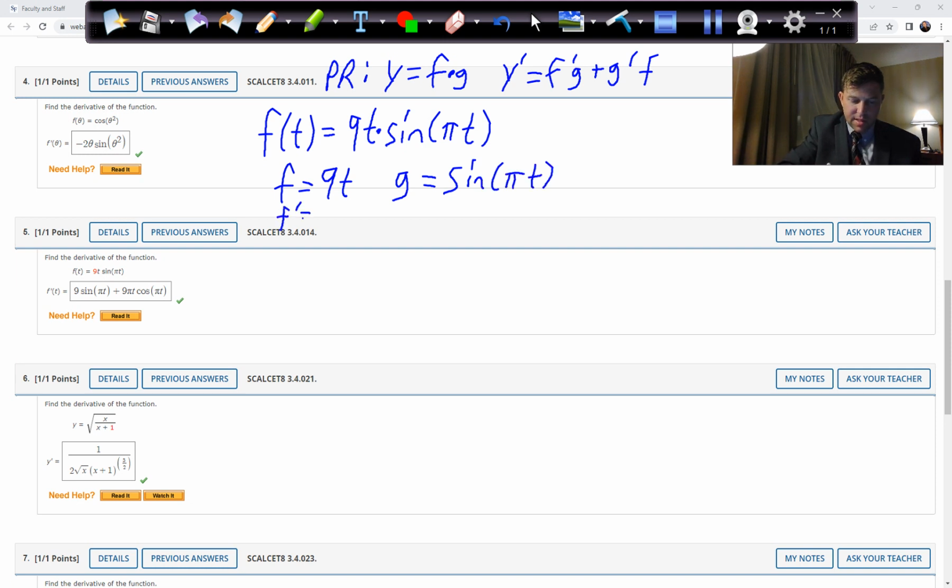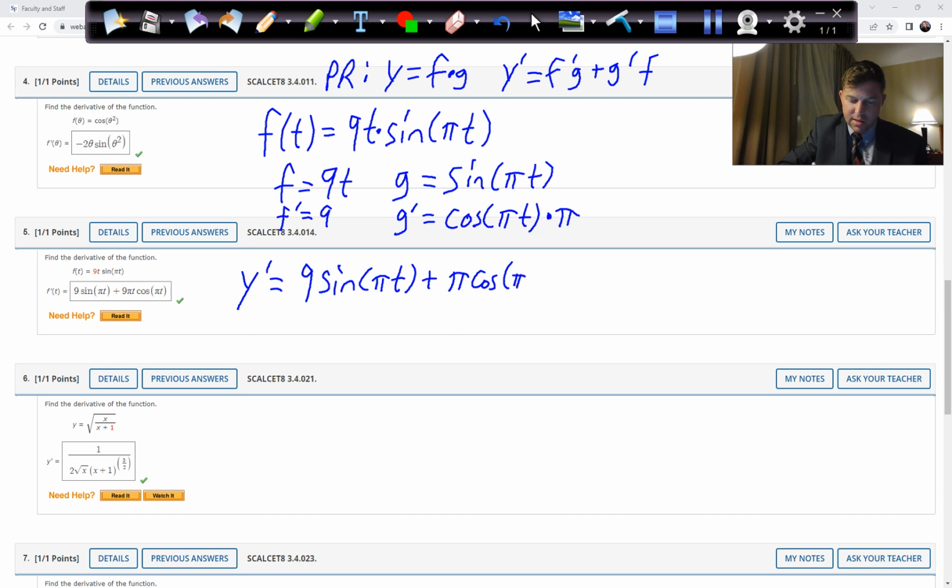Well, f prime is easy, it's just 9. G prime is where we need the chain rule. The derivative of sine is cosine, leaving the argument the same, but I have to also multiply by the derivative of pi t, which would be pi. So that's the chain rule part of it. Now putting this all together, y prime would be f prime, which is 9, times the original g, which is sine pi t, plus g prime, which is pi cosine pi t, times the original f, which was 9t.